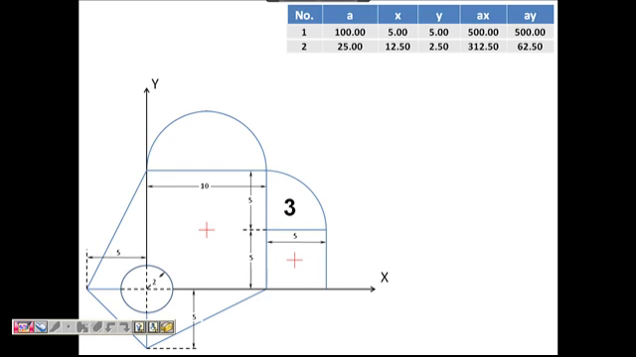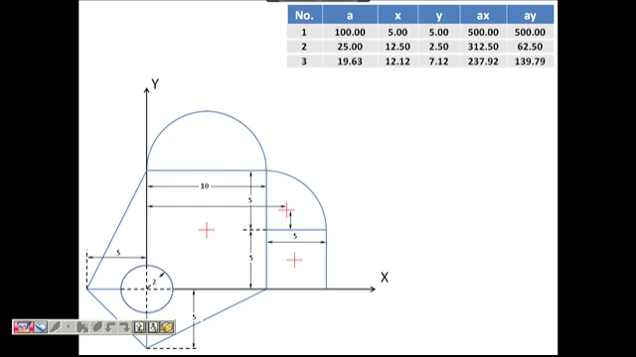Look at area number 3, which is a quarter circle. Centroid location here. X coordinate is this and y coordinate is this. Now the area of a quarter circle is very simple to find. If the area of a circle is pi r square, a quarter circle is pi r square by 4.